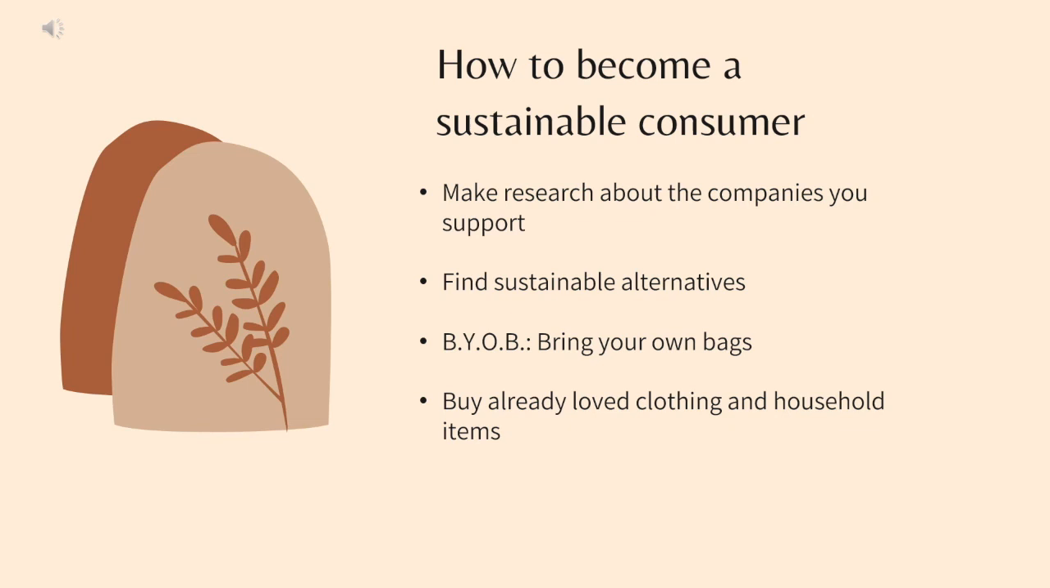There's several things you can do, and here are some examples. Things like researching about the companies you would like to buy products from, finding sustainable alternatives. Sustainability begins at home. Look around your house and make sustainable swaps for products you use. Recycle your plastic containers and store your food in glass containers. Invest in a recyclable water bottle or try a refillable spray mop. Opt for reusable cleaning cloths instead of paper towels. Bring your own bags when you go shopping and buy already used clothing and household items.